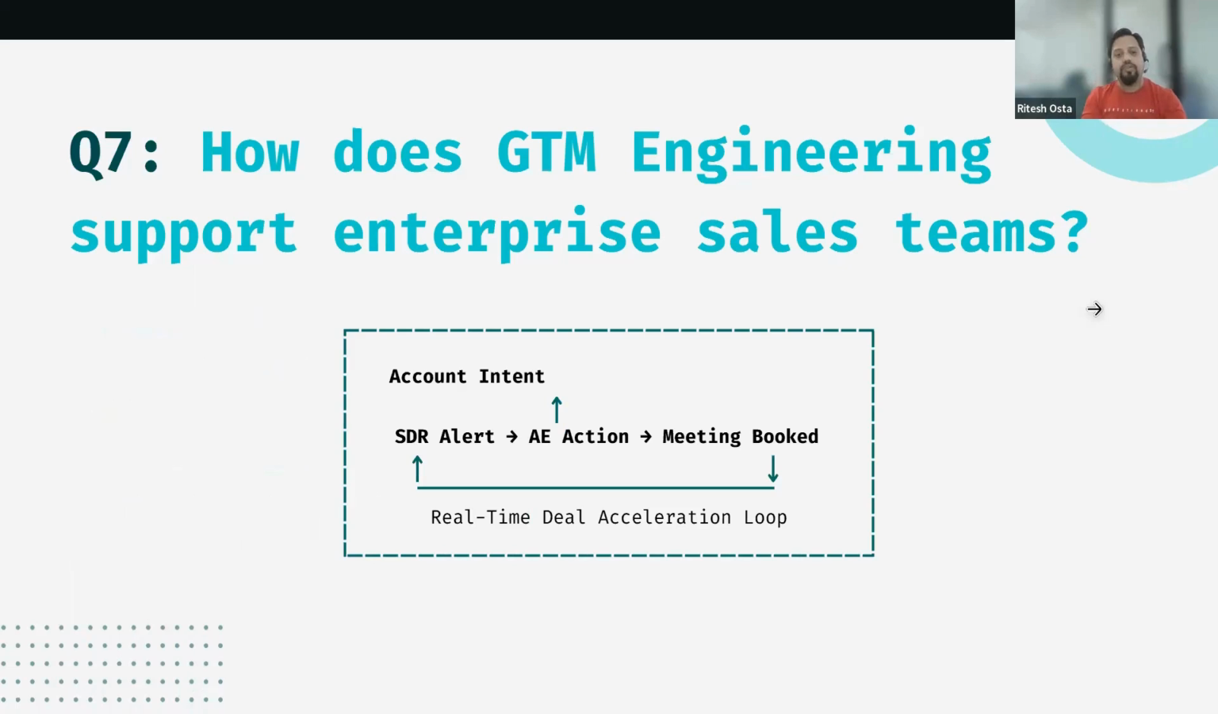So the SDR will be alerted on a lot of things, and then the AI will take the action and a meeting will be booked, right? This is how things are moving. It's more and more about how to handle the signals rather than how to build the right kind of list. More and more it's going towards how to build the right kind of audience based on the right kind of signals.